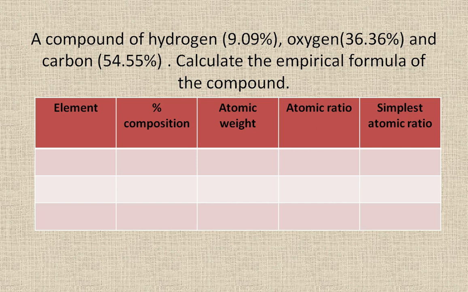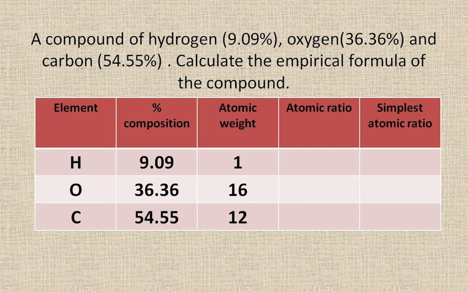First of all, we'll fill in all the elements given in the question: hydrogen, oxygen and carbon. The percentage composition is also given in the question: 9.09% hydrogen, 36.36% oxygen and 54.55% carbon. And then we'll copy the atomic weights. These atomic weights will be given in the question: 1 for hydrogen, 16 for oxygen and 12 for carbon.